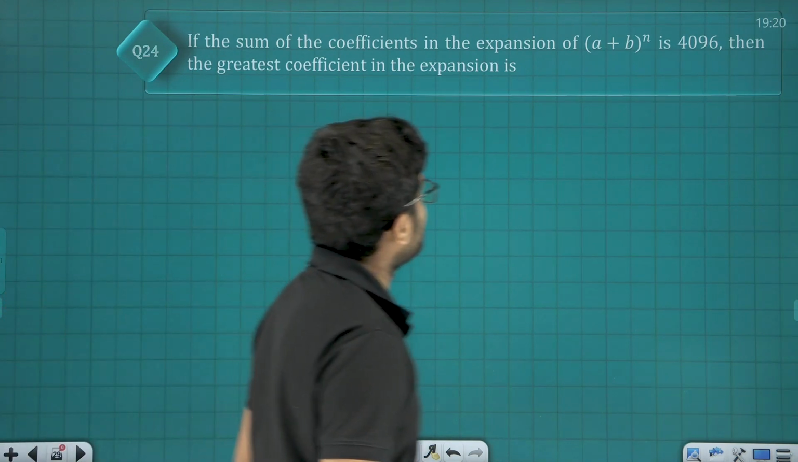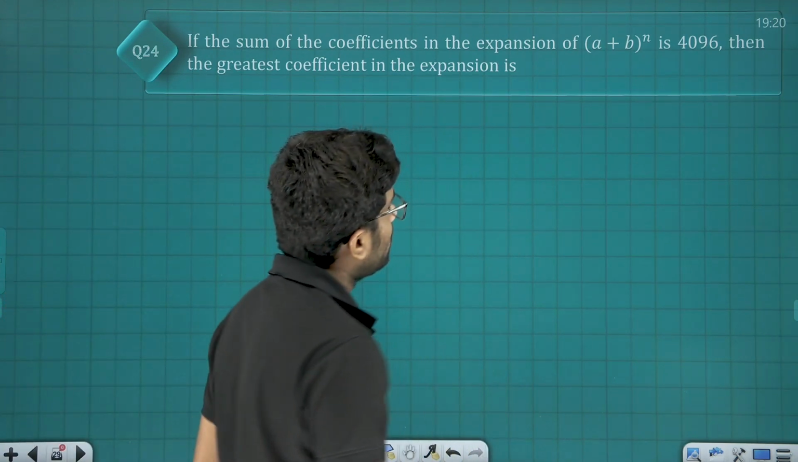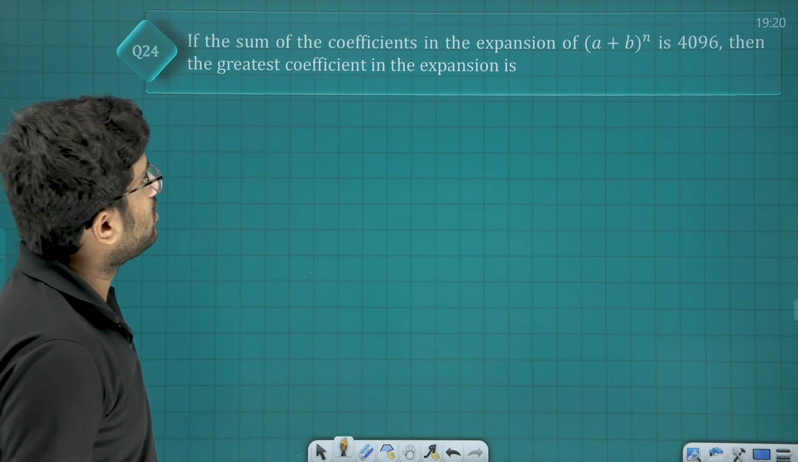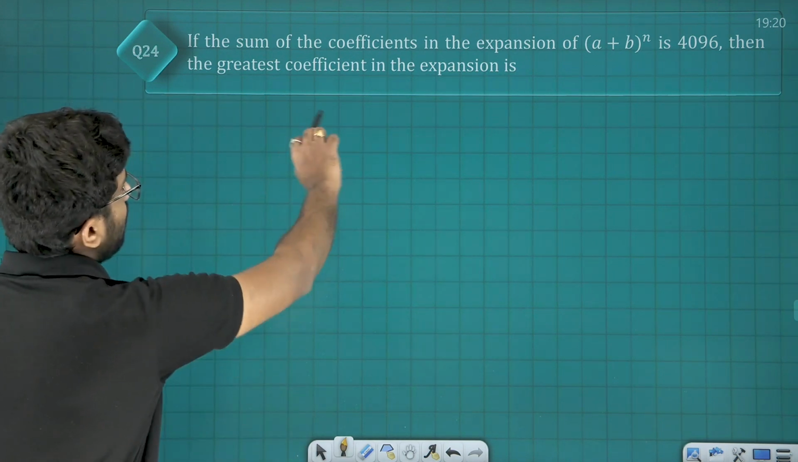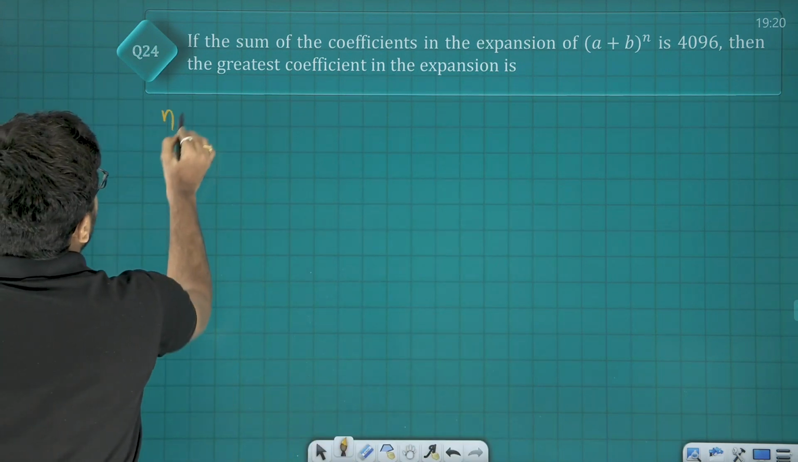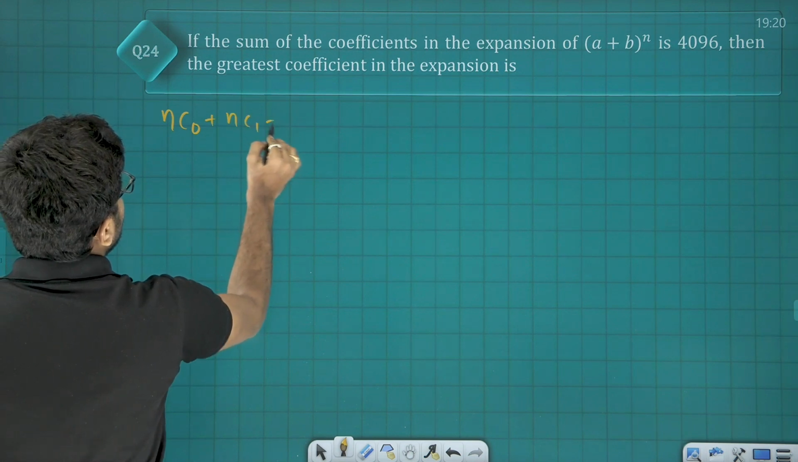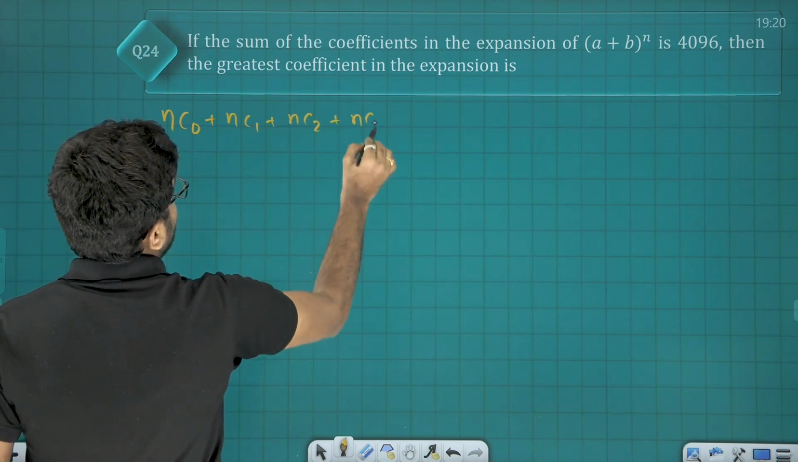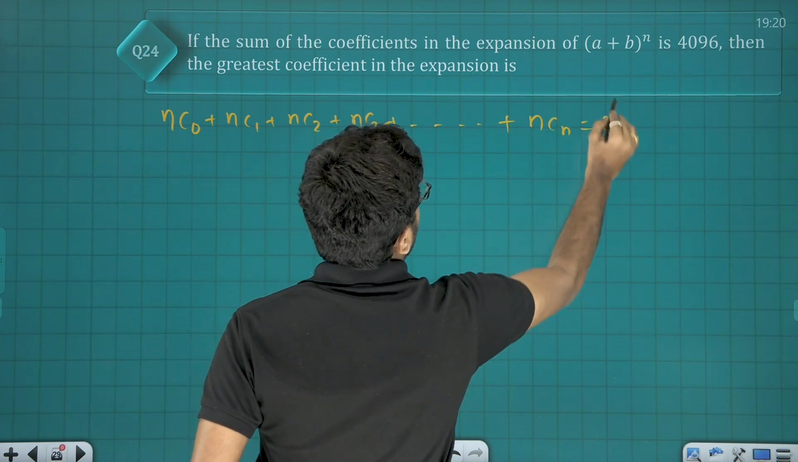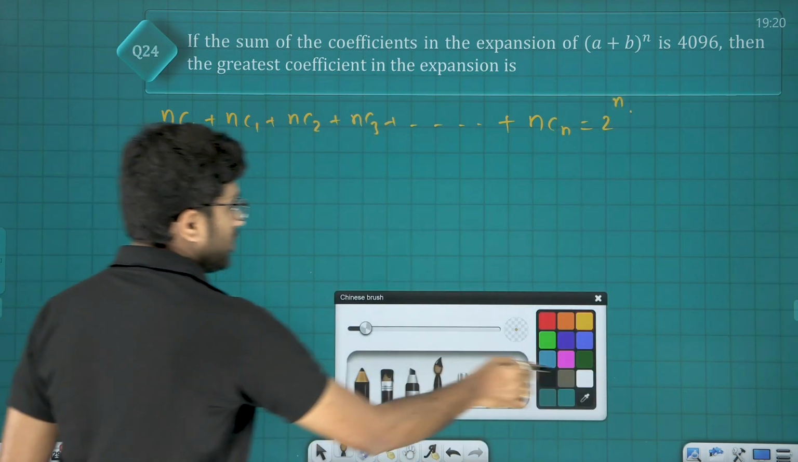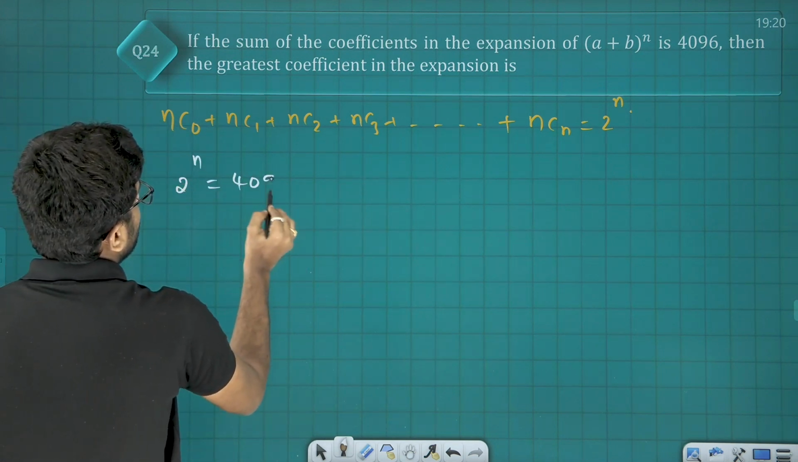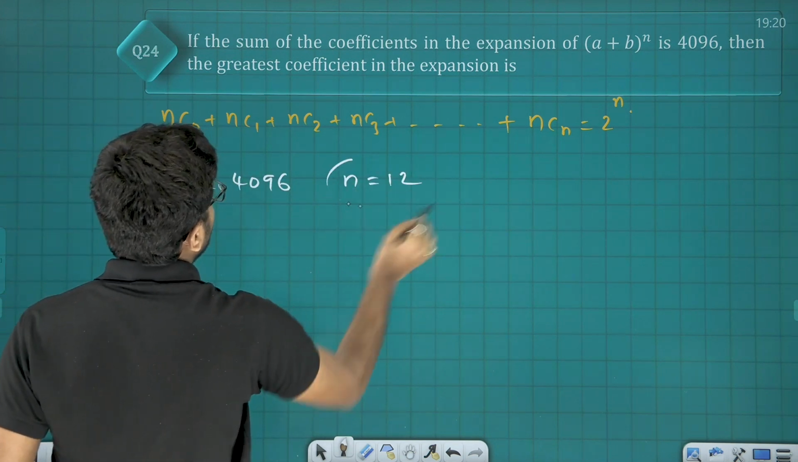If the sum of the coefficients in the expansion of a plus b whole power n is 4096. Sum of the coefficients means nc0 plus nc1 plus nc2 plus nc3 and so on, ncn is equal to 2 power n, friends. So sum of the coefficients is always equal to 2 power n. That means 2 power n is equal to 4096. n is equal to 12.